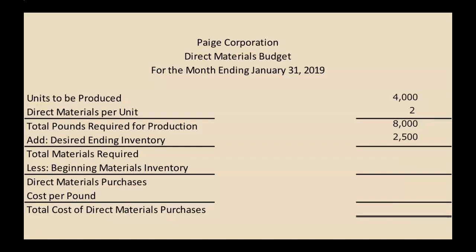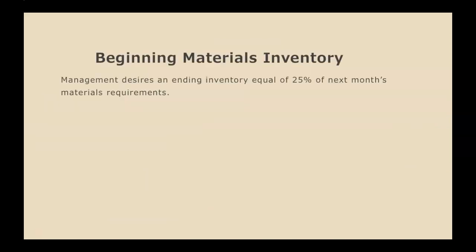Now we add that to our total pounds required for production, and we see that our total materials required is 10,500. So that's how many pounds we will need this month. Then we want to subtract out our beginning materials inventory. Well, we need to look back to how we figured out our desired ending, right? Management wants an ending inventory equal to 25% of next month's materials requirements.